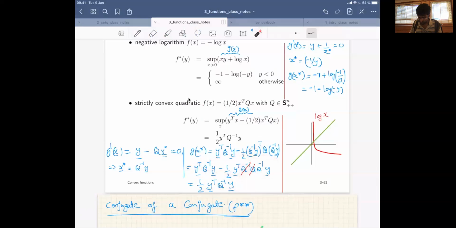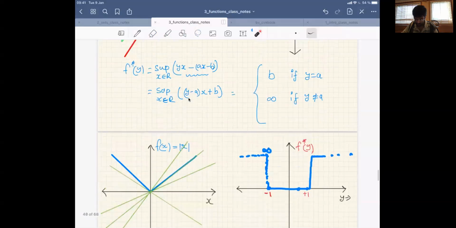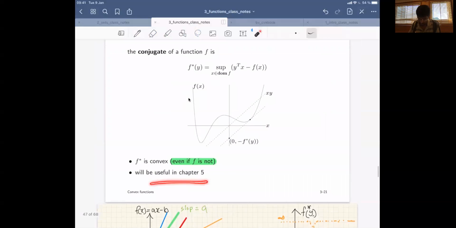So the point is we had a function like this, and the conjugate of this quadratic function is this guy. Just replace Q with Q inverse. Okay. Yeah, that's the conjugate function. Yeah, so we will be using that in coming chapters.